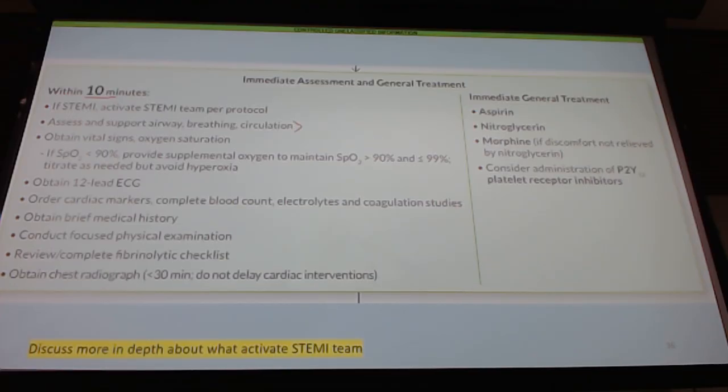Then I'm going to do my basic life support BLS assessments: airway, breathing, circulation. See if I need to do anything to support that. I'm going to get my vital signs, and I'm only going to give oxygen to this patient if their oxygen levels are less than 90%. So if they're 94%, they don't need oxygen.